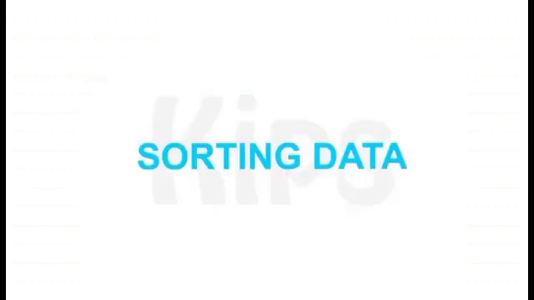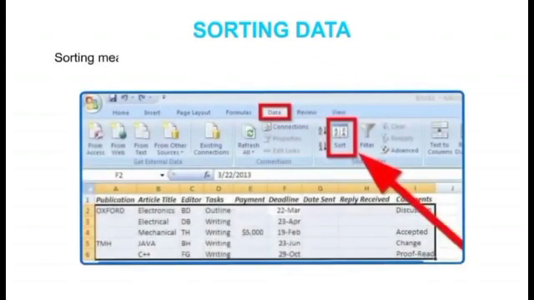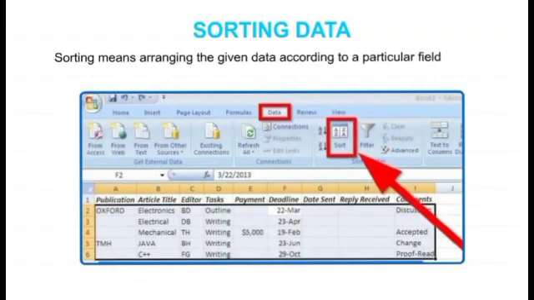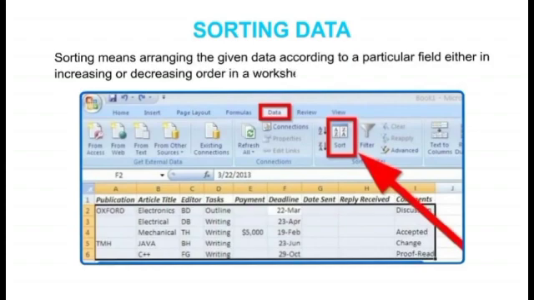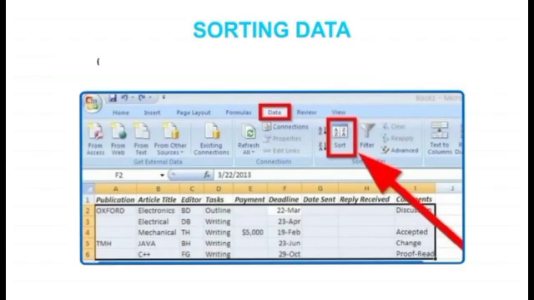Sorting data. Sorting means arranging the given data according to a particular field, either in increasing or decreasing order, in a worksheet. Once the data is organized, it becomes very easy to work with.